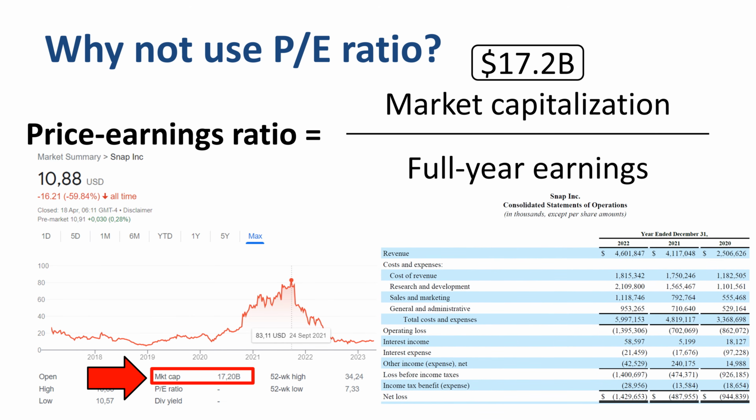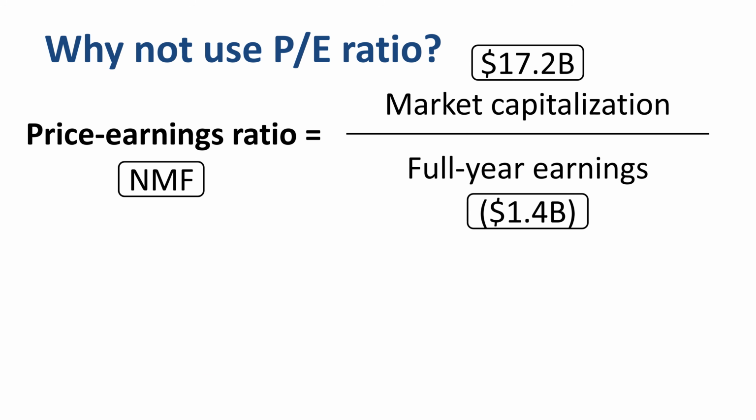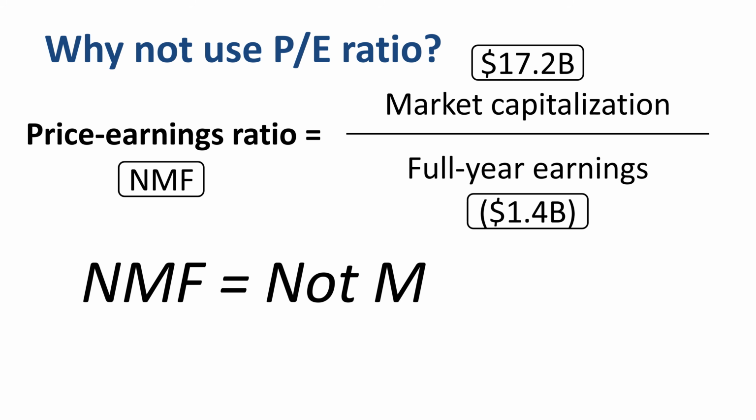In the financial statement called the P&L or the income statement, we now take the bottom line, net loss, rather than the top line, revenue. The net loss was $1.4 billion in the latest financial year. The outcome of taking $17.2 billion market capitalization and dividing it by negative $1.4 billion in earnings is NMF, not meaningful.